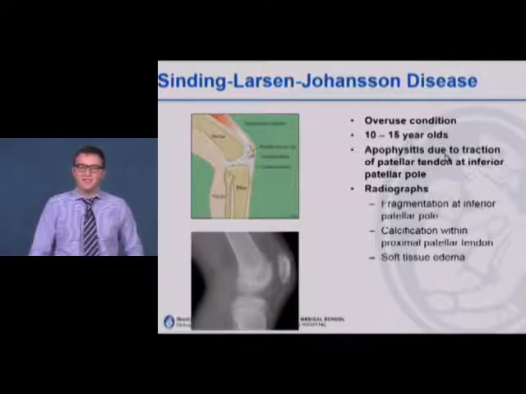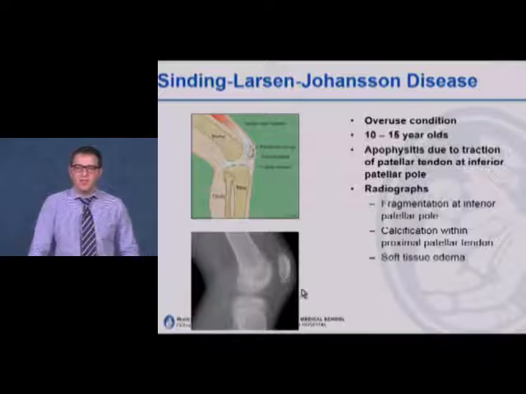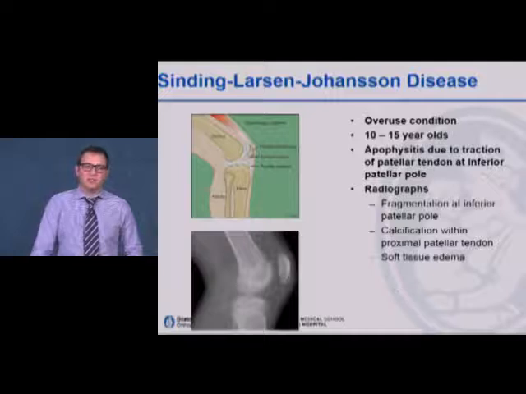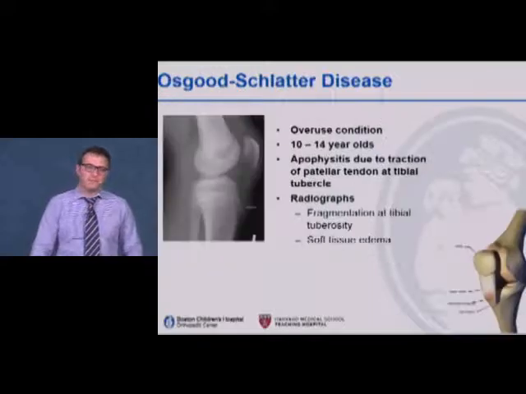Sinding-Larsen-Johansson Disease. It's essentially an overuse traction injury that happens in adolescence. It's related to the patella tendon pulling on the inferior pole of the patella, causing fragmentation at the inferior pole. It has some soft tissue edema, and it's one of those nagging type injuries where it's worse after a child or an adolescent does activity, but doesn't stop them from doing that activity. The general management for it is activity modification, ice, and nonsteroidal anti-inflammatories.